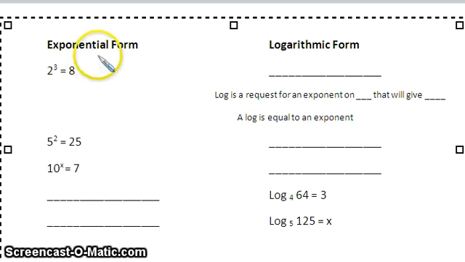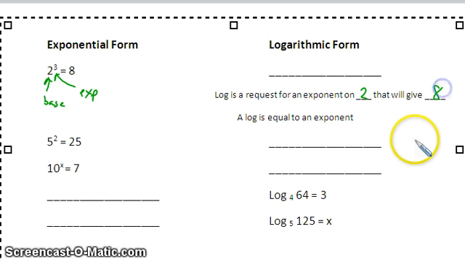So if we have it in exponential form, 2 raised to the 3rd power equals 8, again we're used to seeing this form. How would I write that in log form? Well, first of all, remember that 2 is our base, 3 is our exponent, and 8 is our answer. When it's in log form, a log is a request for an exponent on the base of 2 that will result in 8. So in other words, I want to know what the exponent is.